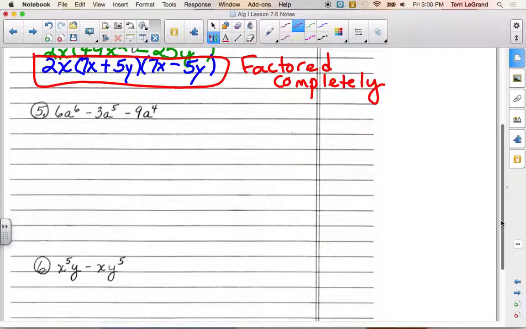Okay. Number 5. First question? Greatest common factor. Is there one? Yes. What is it? 3a to the 4th. You always got to make sure you get the greatest common factor out before you try to do anything else, otherwise it might not go as well.